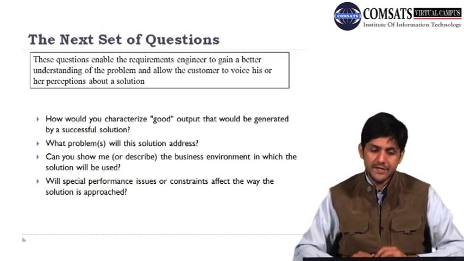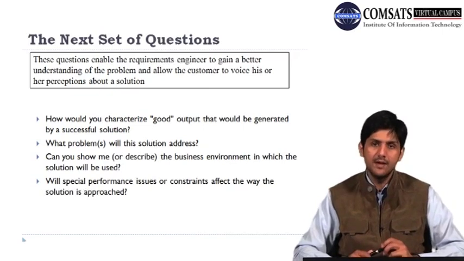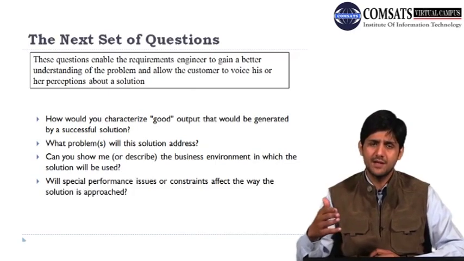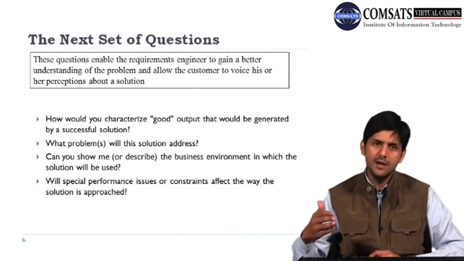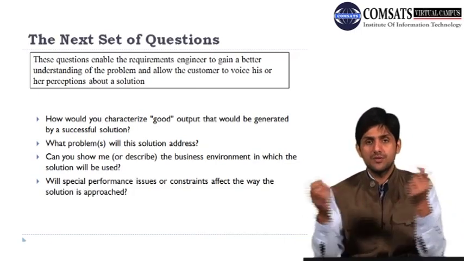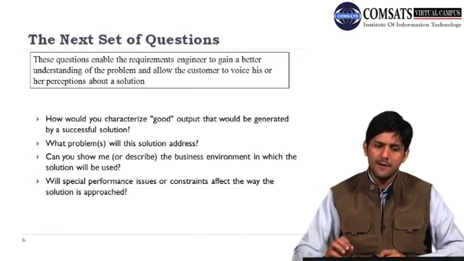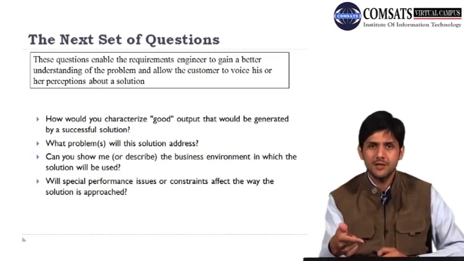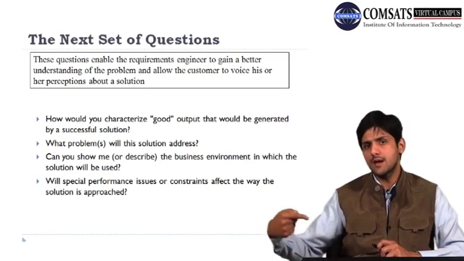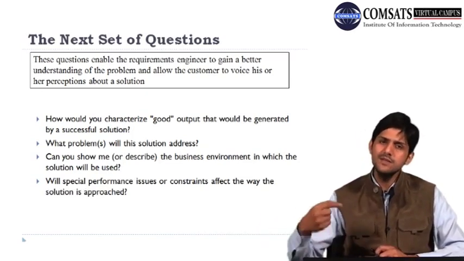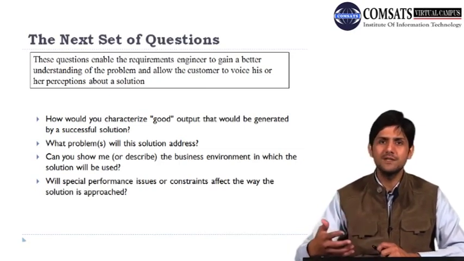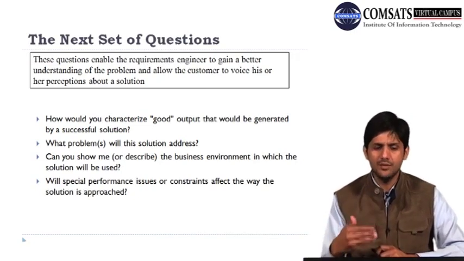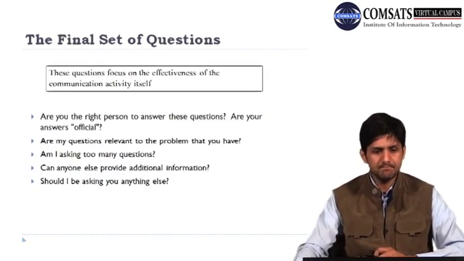The next question can be, will special performance issues or constraints affect the way the solution is approached? So we can ask them if there are any constraints on this process, or any performance issues which may affect the way the solution is approached. Again, we are not asking very particular questions. We are not eliciting requirements at this stage, because that is the next task of the requirement engineering process. At this stage, we are just trying to get a feel for what the customer wants and how they do things at the moment. We are just trying to gain understanding of their current practices.